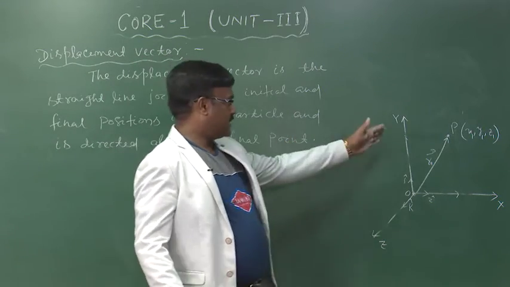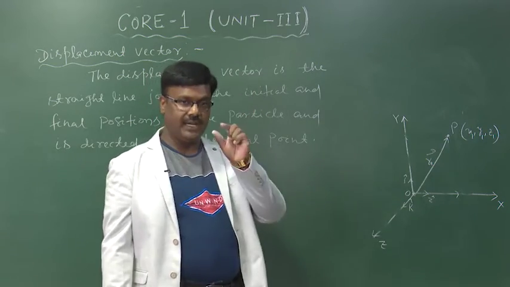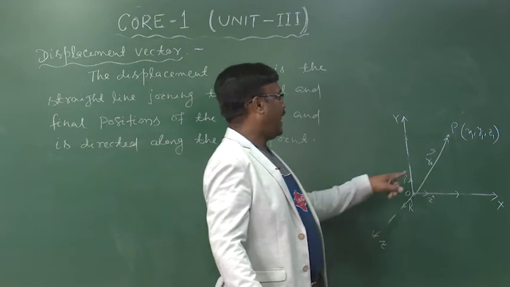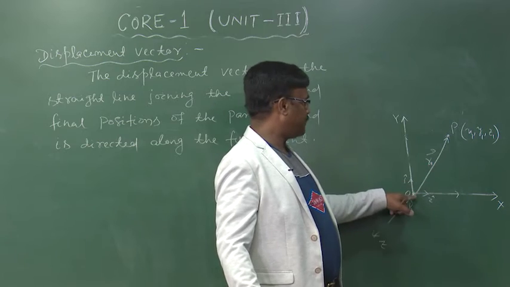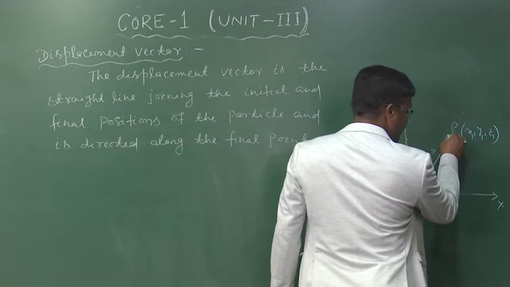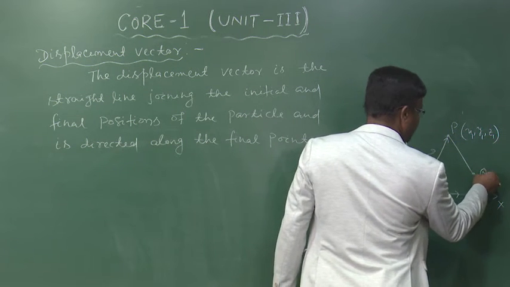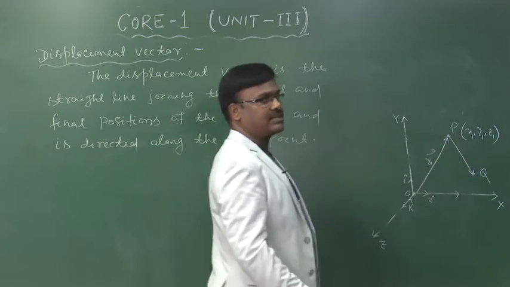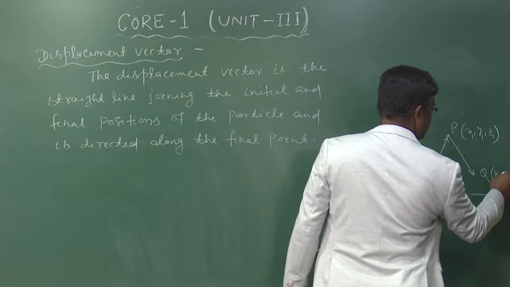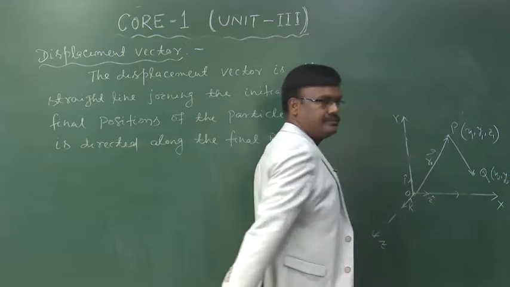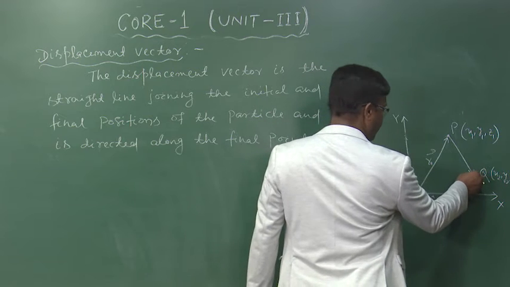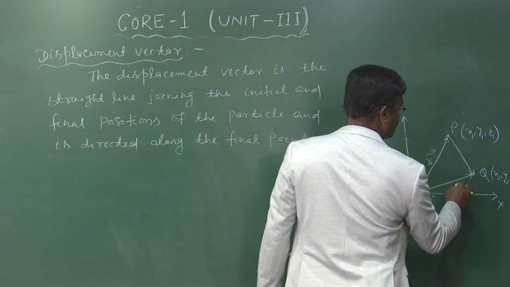Let us draw the displacement vector of a particle. Let P be the initial point of the particle having position vector r1 with respect to the origin O of the Cartesian system, and let the particle be displaced to another point Q along a straight line, and let Q have its coordinates x2, y2 and z2, having position vector r2 vector.